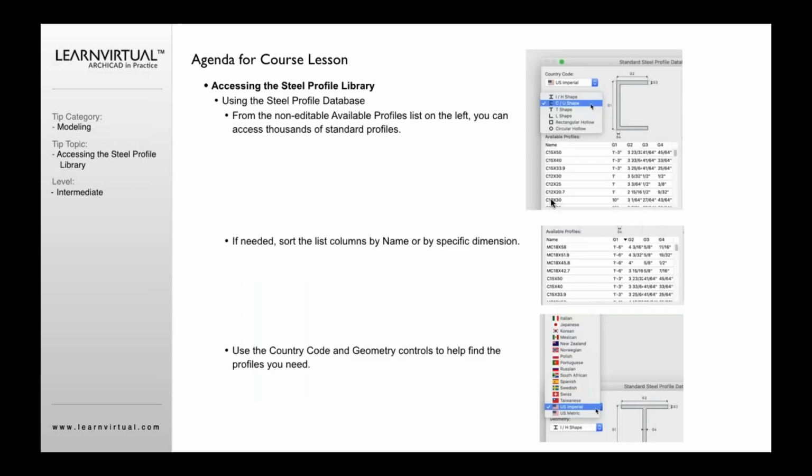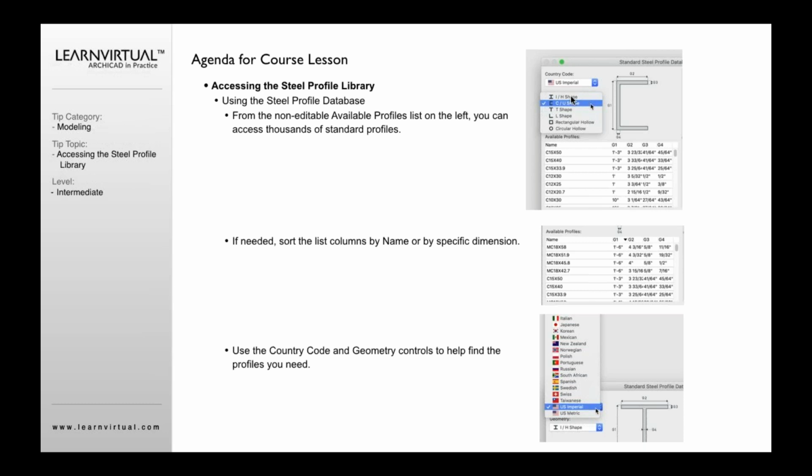Now, before you do that, you want to select what type of steel you need. First, you want to define your country code. So is it going to be US Imperial? Are you from Italy? Are you from South Africa? From Spain, wherever you're from. So you want to select your country code.